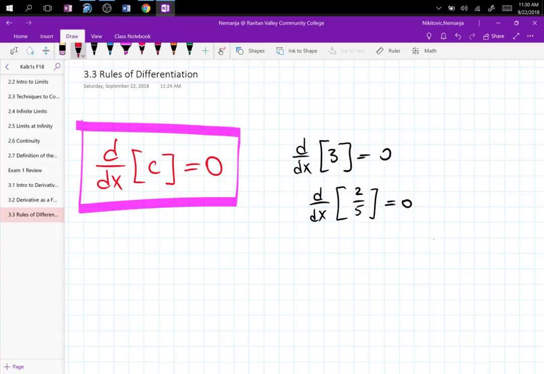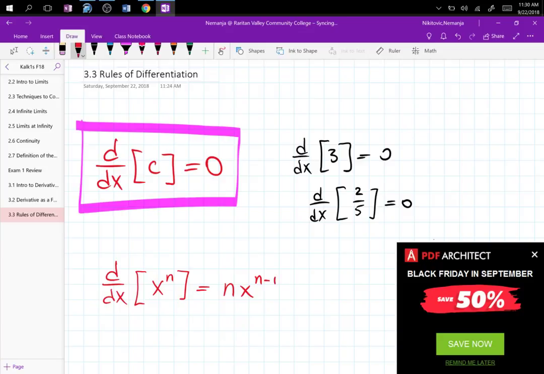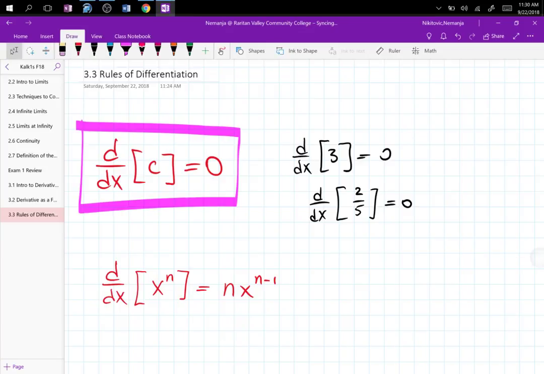Now we're moving to the next one, and the next one says the derivative of x to the n is n x to the n minus 1. The plus 1 is for integration, and minus 1 is for derivative. So n minus 1.